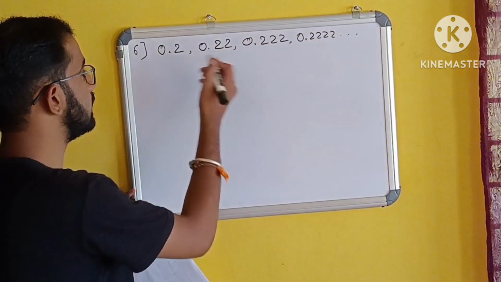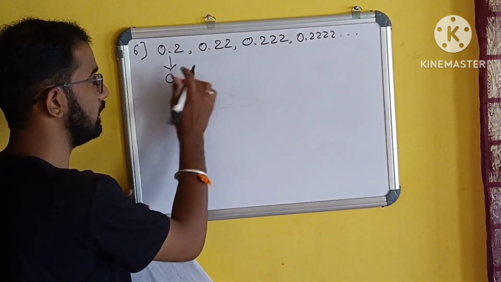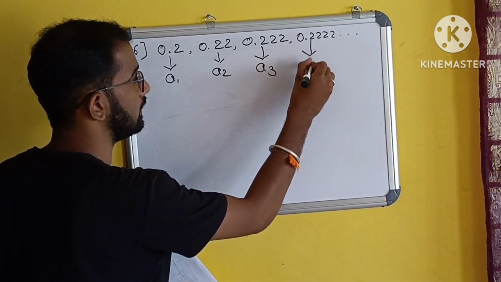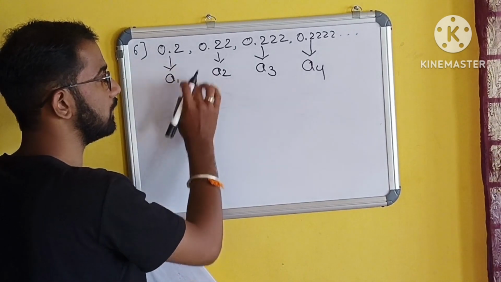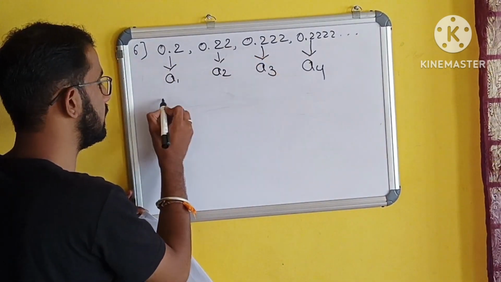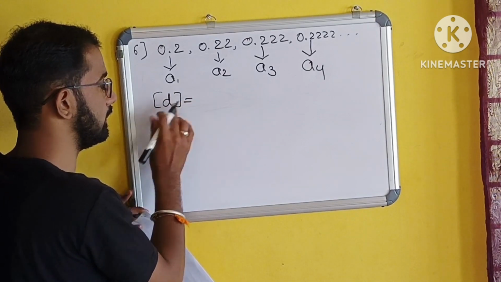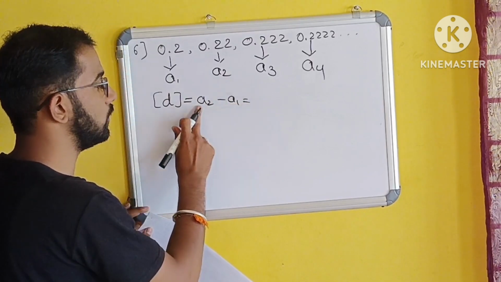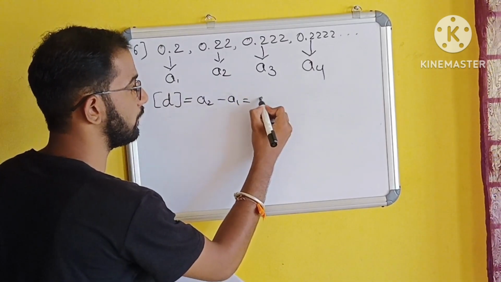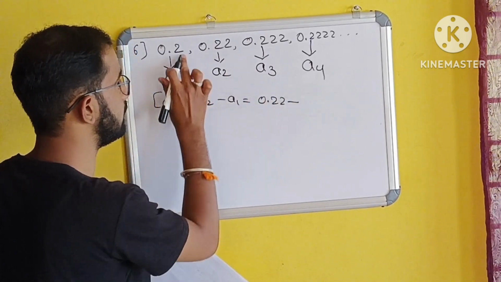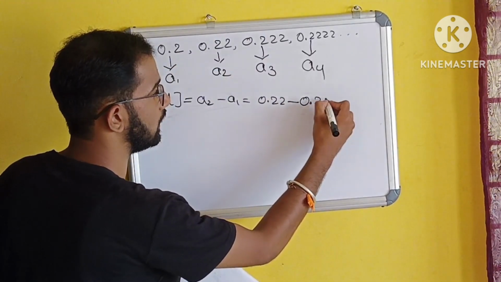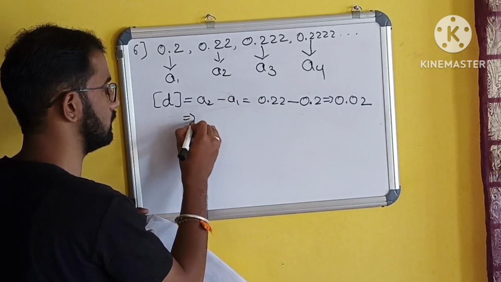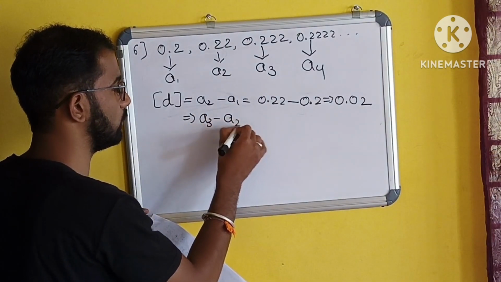Let's see. So take the difference. If you consider this as A1, this as A2, this as A3, and this as A4, then the common difference, indicated by the letter D, is considered as A2 minus A1. So if you subtract, A2 is 0.22 minus A1, whose value is 0.2. What is the value? 0.02.